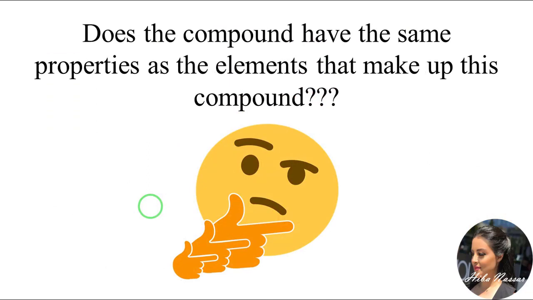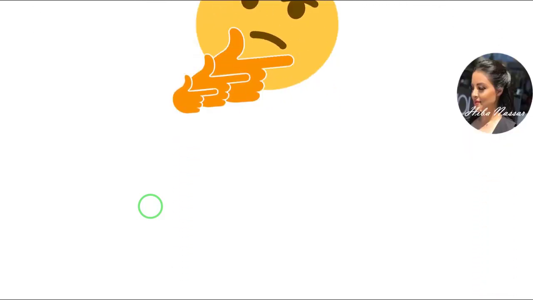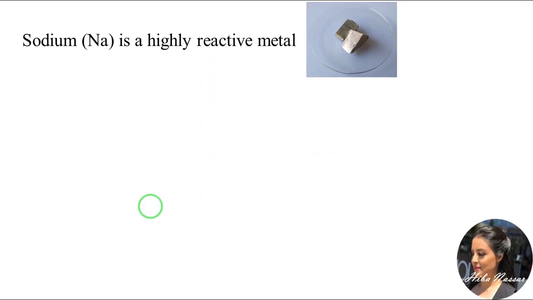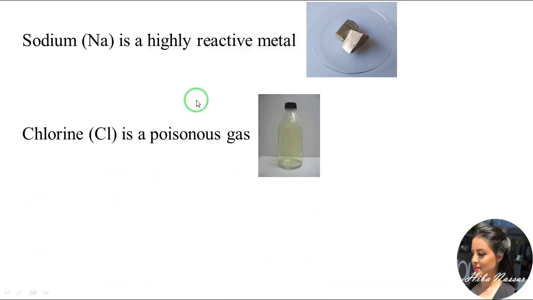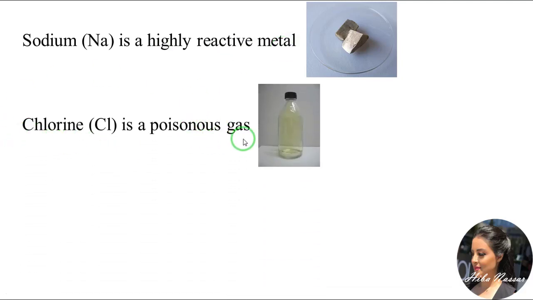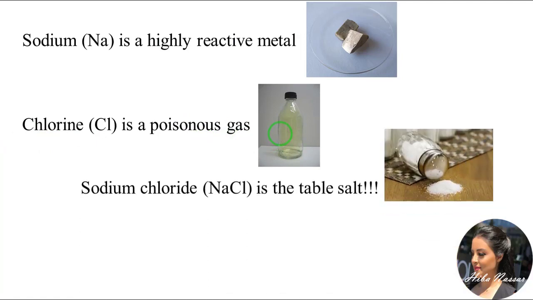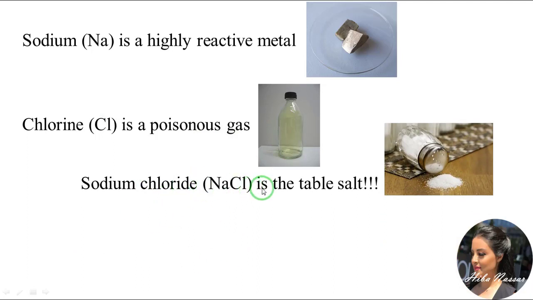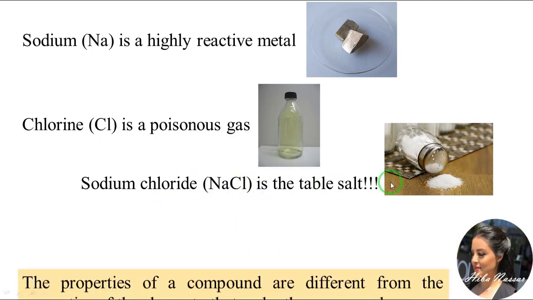Does the compound have the same properties as the elements that make up this compound? Sodium, for example, is a highly reactive metal. Chlorine is a poisonous gas, it's a yellow gas. When they combine together, they will form sodium chloride, which is the table salt.